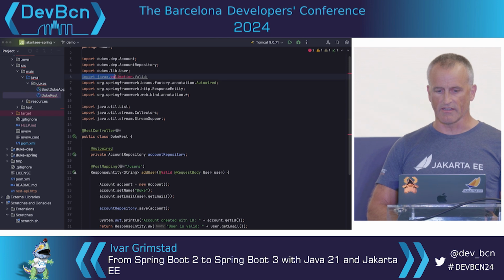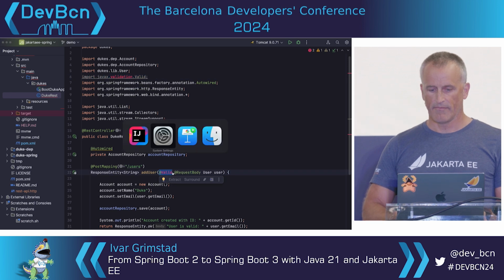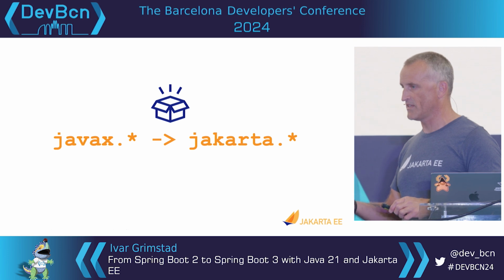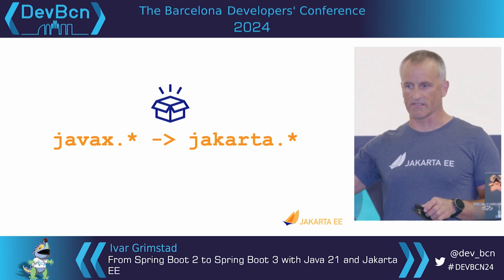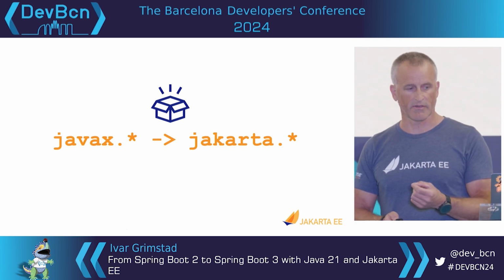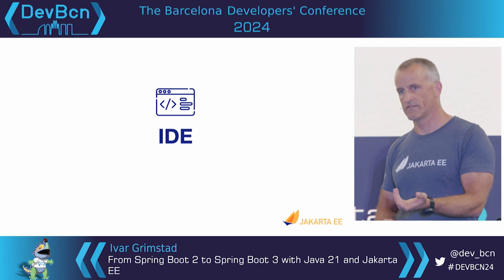But now you see I get this compilation error from the @Valid. And that is obviously about the first thing you meet when you do this from 2 to 3, the javax to Jakarta namespace change, just by changing the Spring version. And of course, I can use the IDE to fix this.